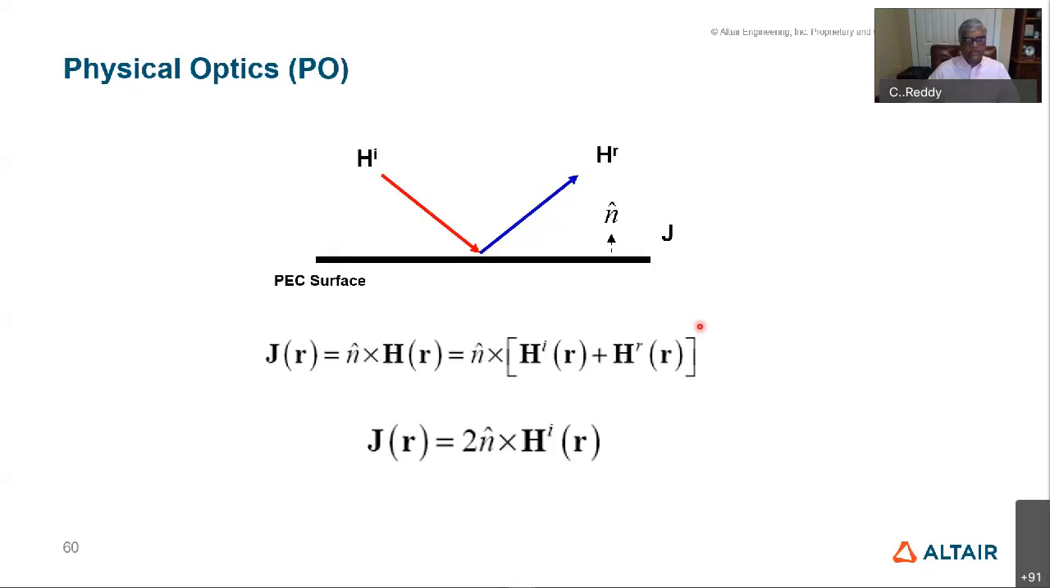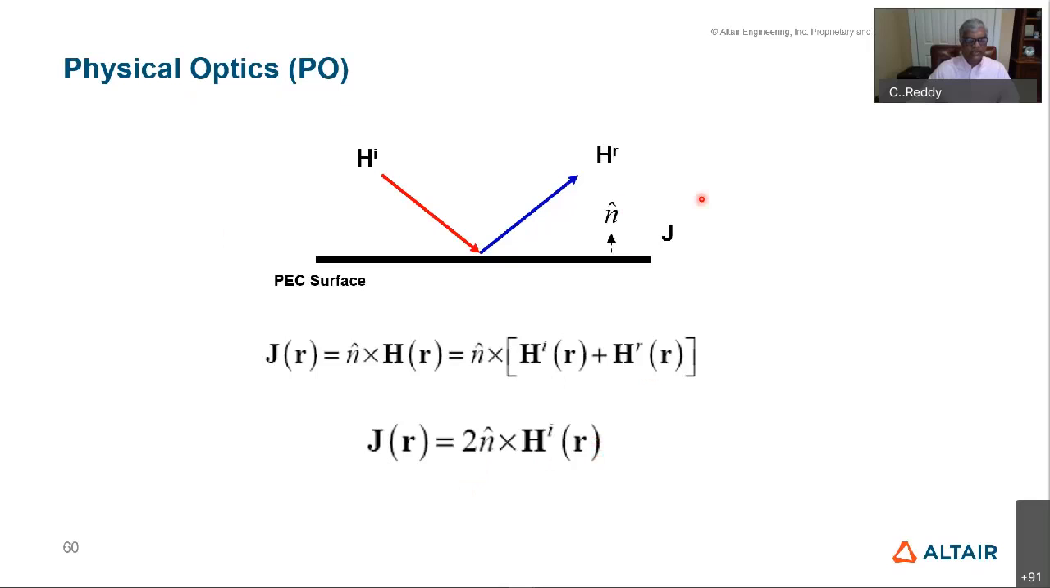This is what I normally call my one slide education on physical optics, where you have an infinite PEC surface, that is infinite ground, and there is an incident magnetic field, and that field is reflected, giving you a reflected magnetic field. The current on this infinite ground is given by n cross H. That is, if you take the incident field and the reflected field, there is 2 n cross H, n being the normal to the surface.